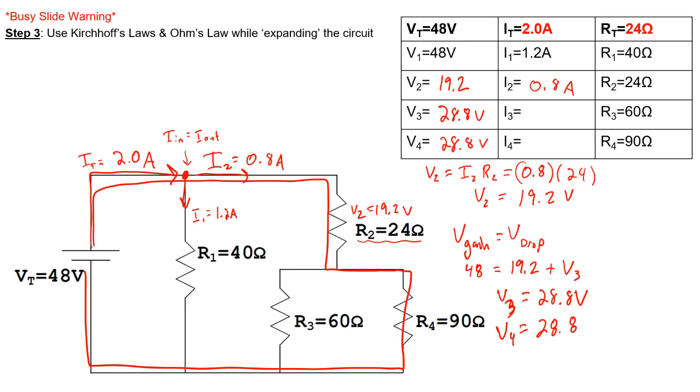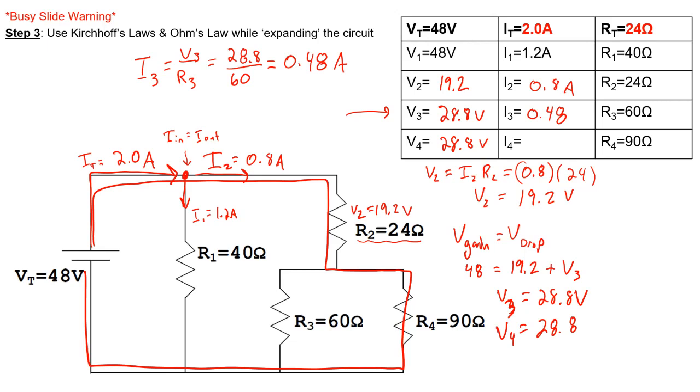Then of course, using Ohm's law to find current number 3, I'm using items from the resistor 3 line, where our voltage drop through resistor 3 is 28.8 divided by our resistance of 60 ohms. We'll find that our current in branch number 3 is 0.48. We'll put that number in here, 0.48. We're almost there. We just have one more to solve.